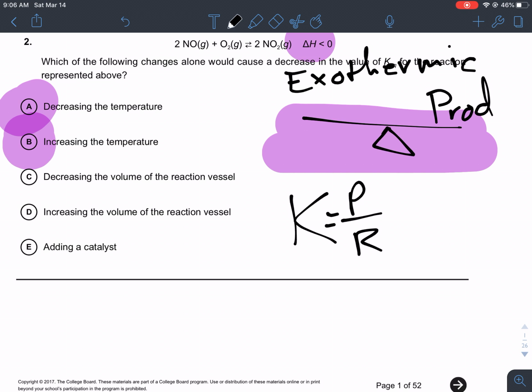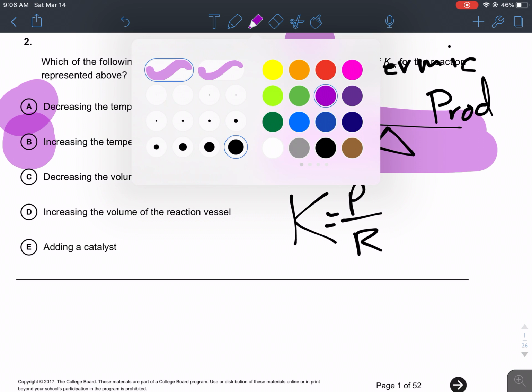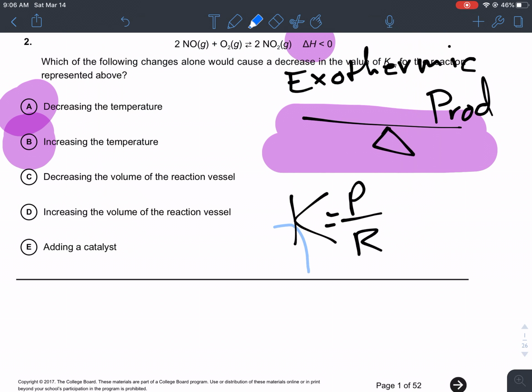If K is products over reactants, and we want K to go down, I would either have to lower the numerator or increase the denominator, one or the other. That would get me a lower K. So I either want products to go down or I want reactants to go up. Well, remember, heat is a product here because this is exothermic. So if this is exothermic and heat is a product, if I decrease the temperature, think about what this seesaw does.